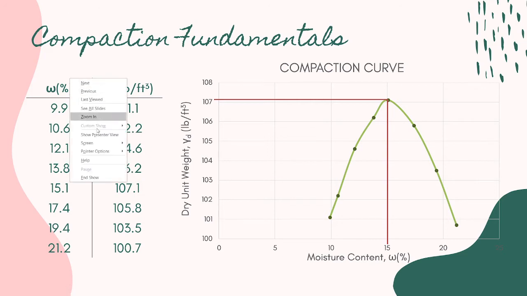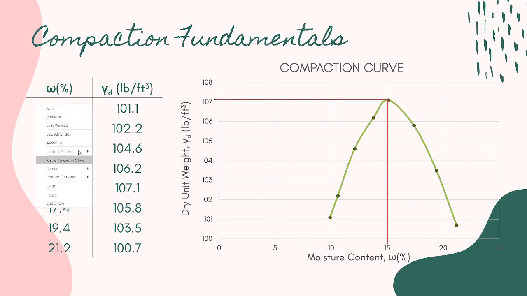So on the left side, we have the moisture content in percent. And then on the right side, we have the dry unit weight in pounds per cubic feet. So the moisture content is plotted on the x-axis and the dry unit weight on the y-axis.